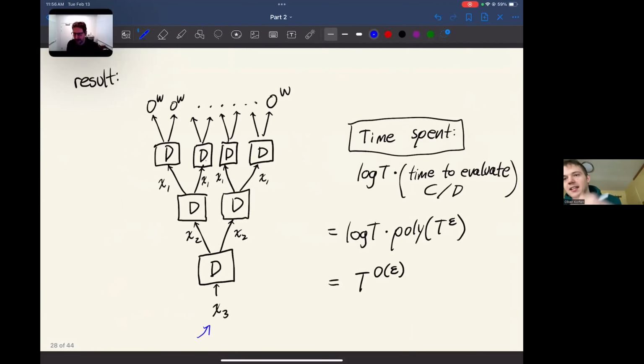So yeah, the point is that the number of operations I needed to do only scale with the depth of the tree, which is log t, and then I evaluate C and D, which are assumed to run in real time in the input length, which is t to the epsilon. So in other words, it's t to the epsilon time overall.